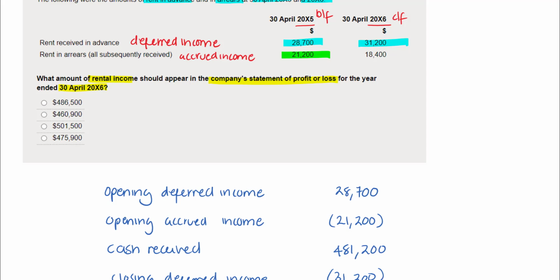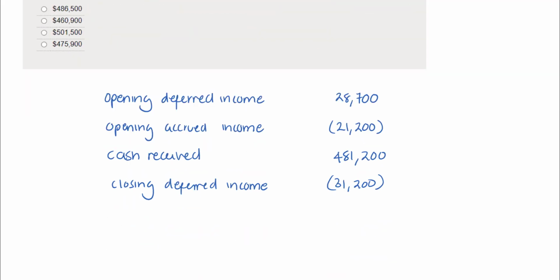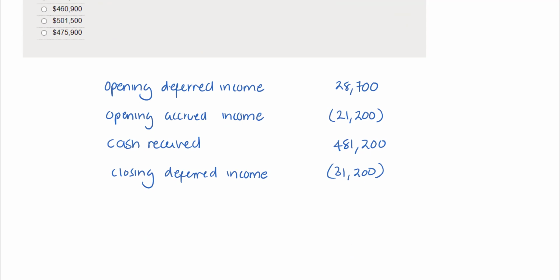Next, and finally for this question, we deal with the closing accrued income, the 18,400. This represents amounts that are outstanding for the current year and should be included in the rental income balance for the current year.